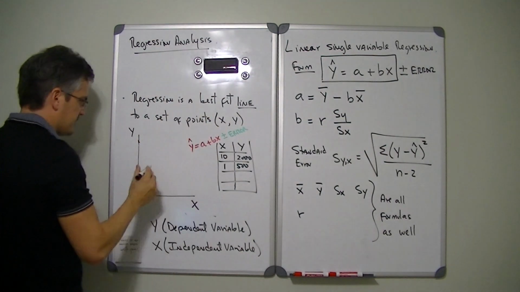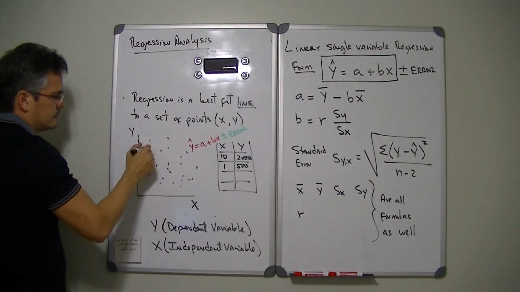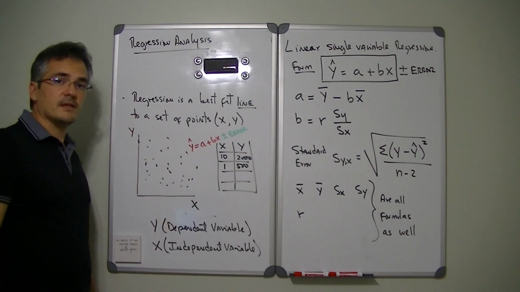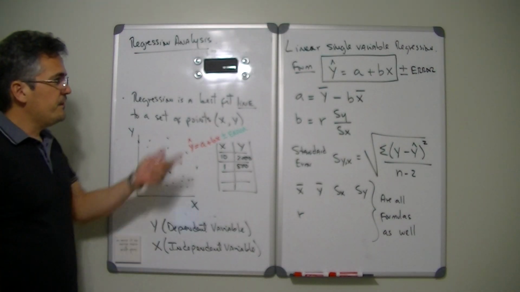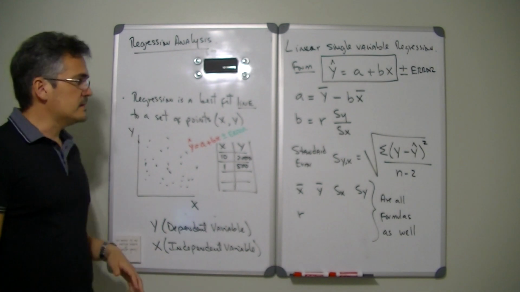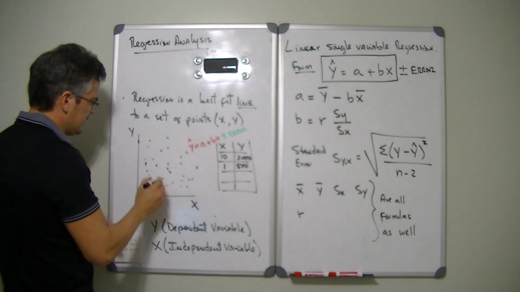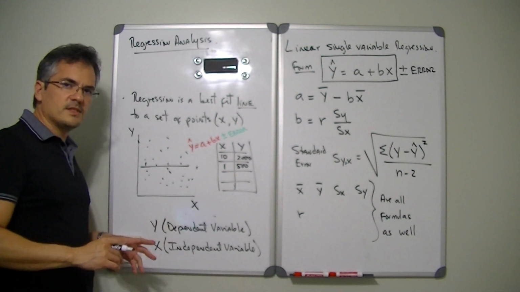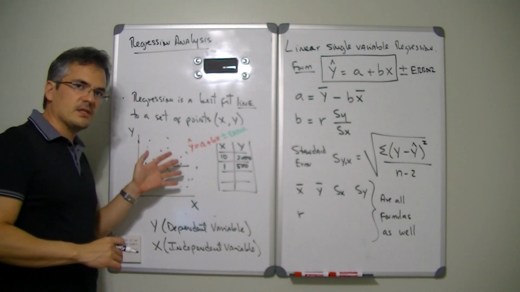We could also have something like this. And this is the sort of relationship that doesn't really have a line. Now one of the problems of fitting a line into a set of points is that you're always going to get some kind of line. So if we have something like this, you're still going to get something like that if you run a regression. The problem is that your regression will not be very strong. It will be fairly weak.